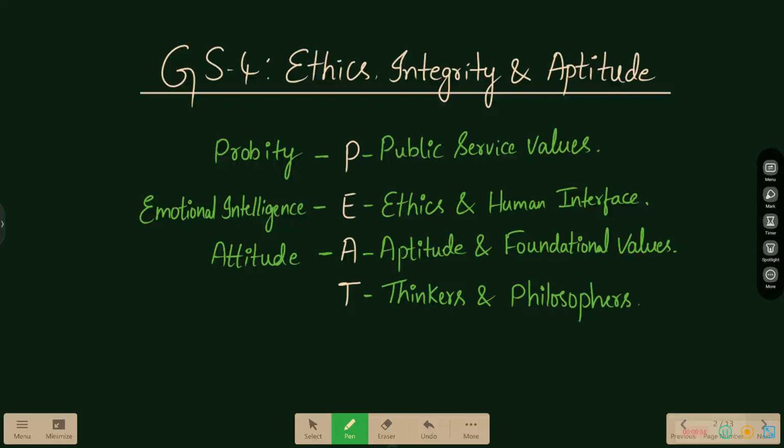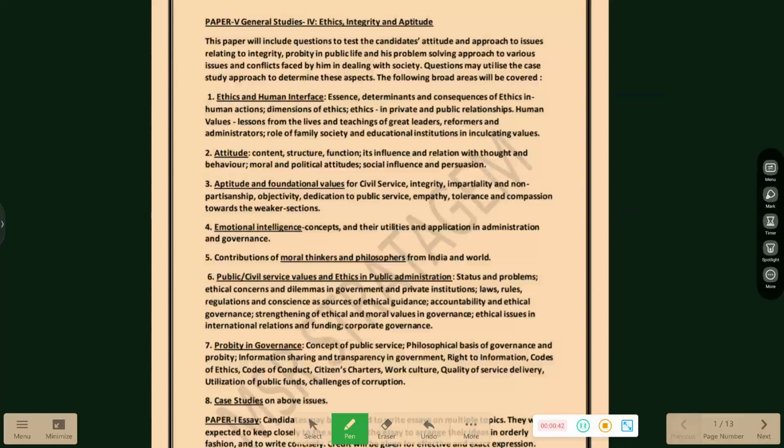So, PEAT, I think you are aware of this word. Before going to this, just have a look at the syllabus which is mentioned in the UPSC notification. This is the syllabus. There are 7 chapters and the 8th is the case studies. These 7 chapters I have made into a mnemonic with the help of these letters.